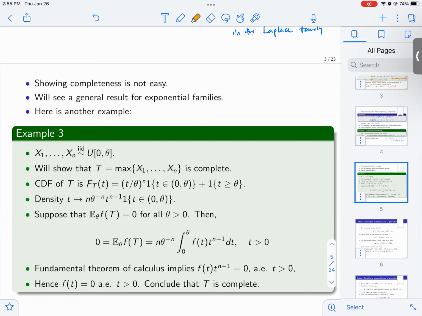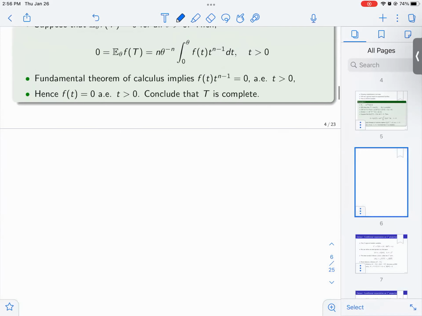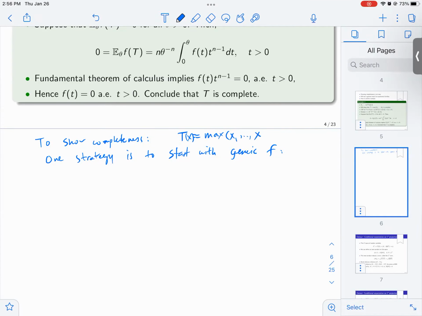So to show that this is complete, let me tell you the strategy. To show completeness, one strategy is to start with a generic function. So remember, we have our T, which is known to us, T of x. So we know this statistic, but we take a generic function f of T and then set its expectation equal to a constant for all theta.